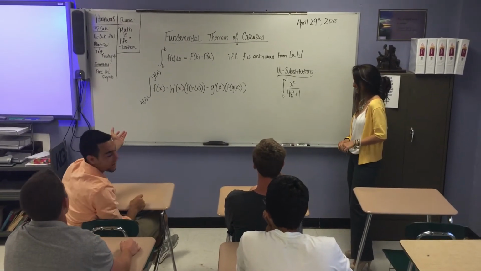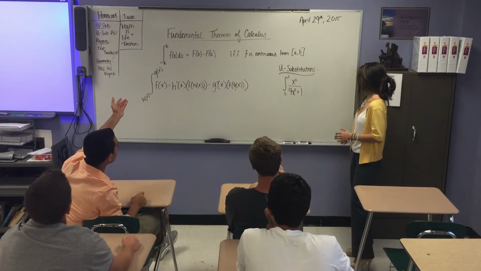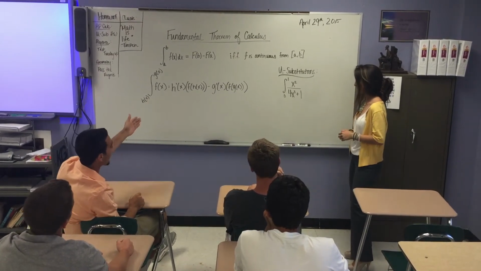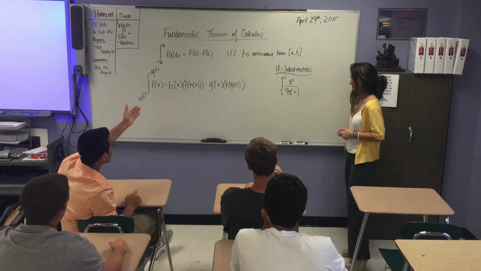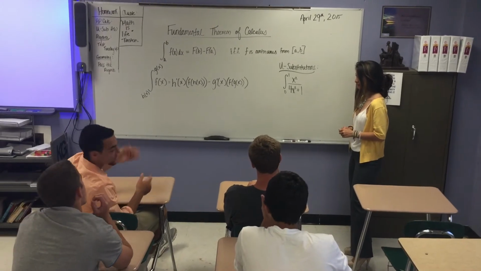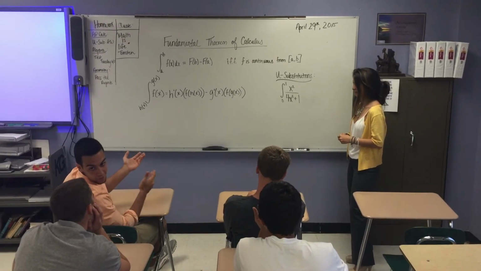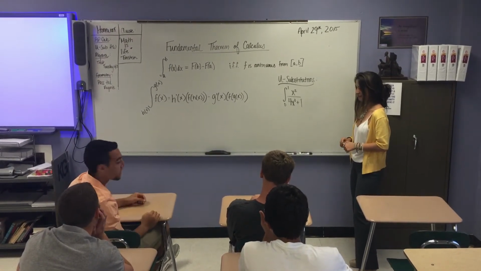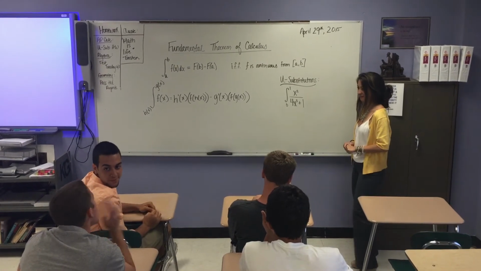Second fundamental theorem of calculus says from h of x to g of x of f of t, you get g prime of x times f of g of x minus h prime of x times f of h of x. It's actually pretty simple, and it's used universally. Yeah, that's what I was saying.